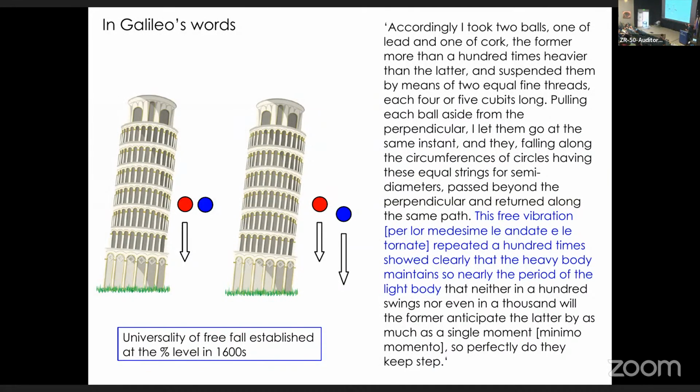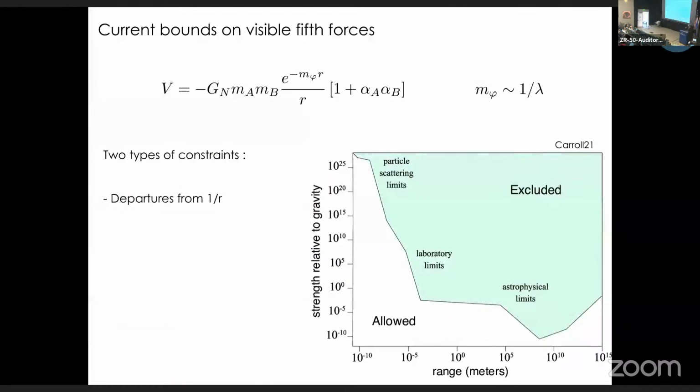And one thing that you also learn is that this experiment of the Pisa Tower actually never happened. So this is actually a fake. It's fake news, okay? But since the 1600s, we went a long way with torsion balance experiments, and now we have very strong bounds on visible fifth forces, okay?